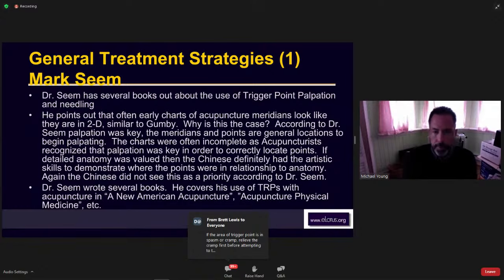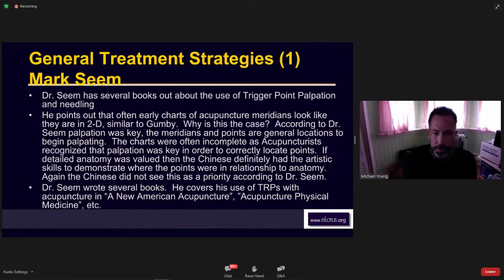He points out that often early charts of acupuncture meridians look like they're in 2D, similar to Gumby. And so he asked, why? One of the things he brings up is, is it because they didn't have the artistic ability to draw a detailed body? And he says, no, it just wasn't a priority. According to Dr. Seem, palpation was key. The meridians and points are general locations to begin palpating, and the charts were often incomplete, as acupuncturists recognized that palpation was key in order to correctly locate points.